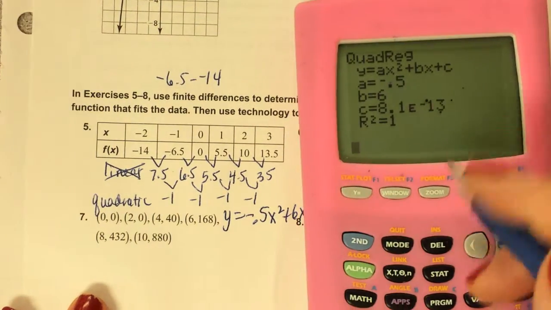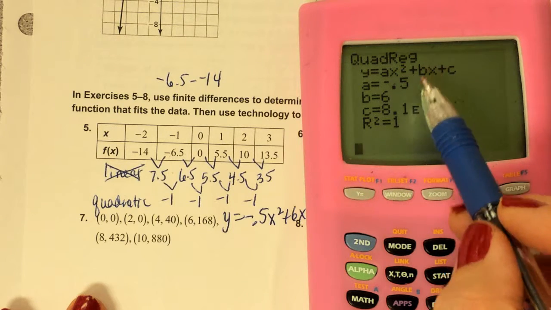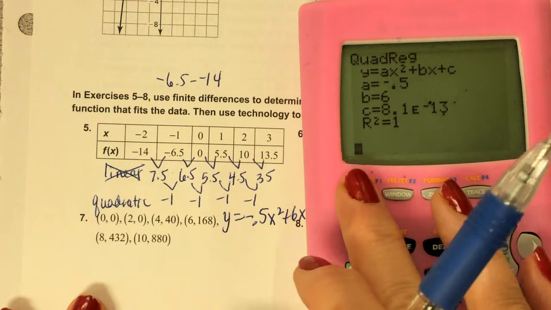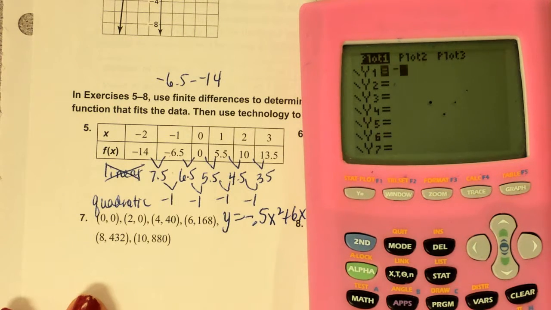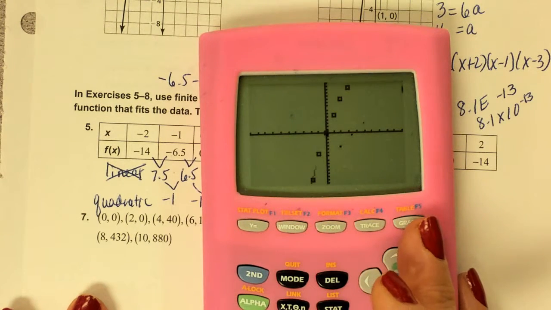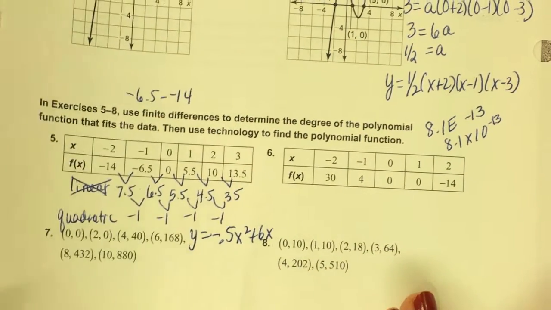See, the calculator is telling me to use this equation. This is my a value. This is my b value. The c is 0. The r squared is 1. So now I could put that into my equation here, and we're going to see if it passes through those. And it does. Okay? All right.